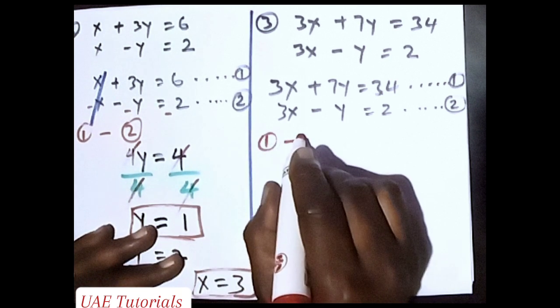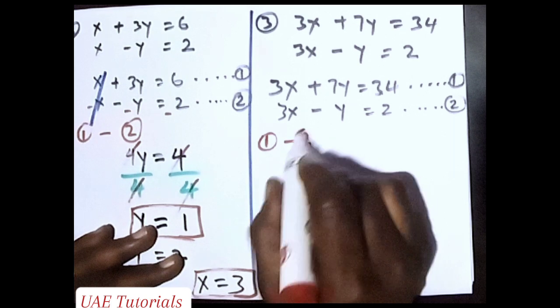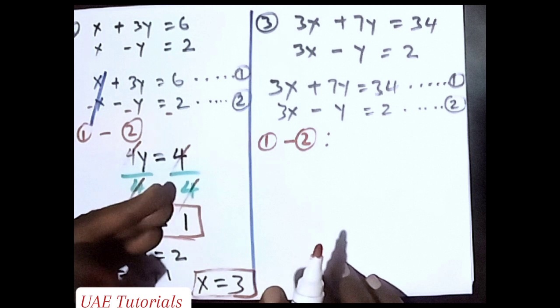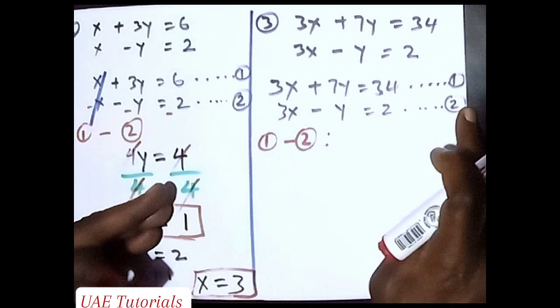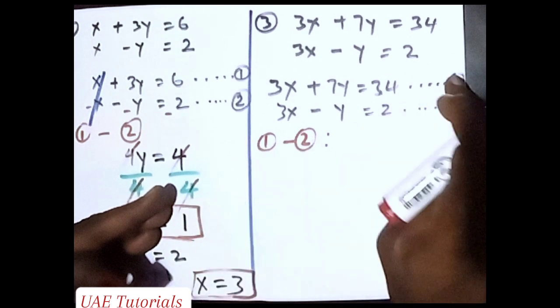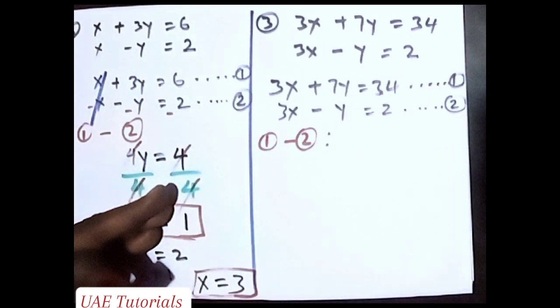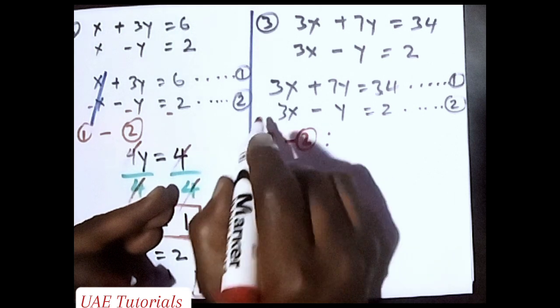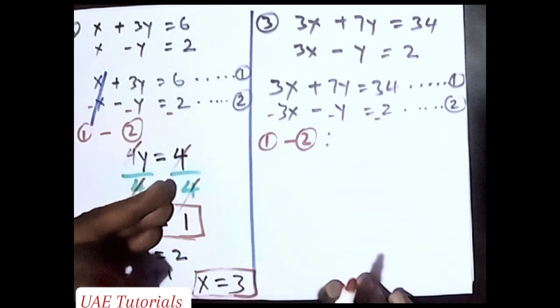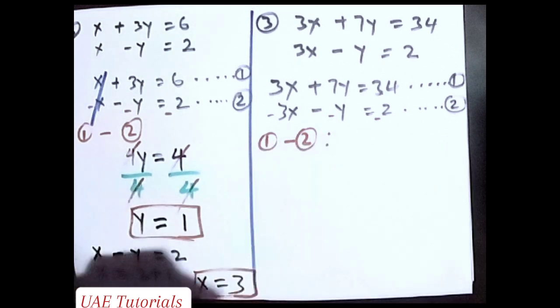Equation 1 minus equation 2. That is the operation that we want to perform now. So I will subtract this entire equation from this one. That is why I said equation 1 minus equation 2. Meaning I am going to introduce minus to all the terms of equation 2. Did you get that from the last question? So that's exactly what we are going to do now.